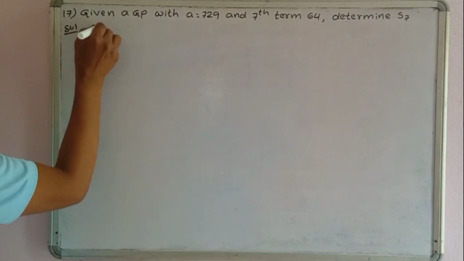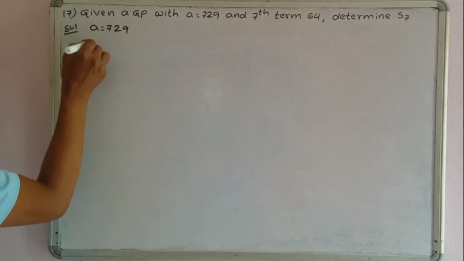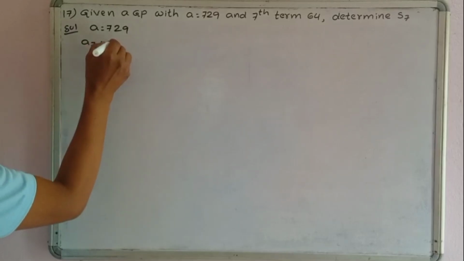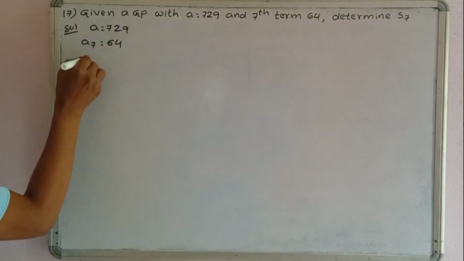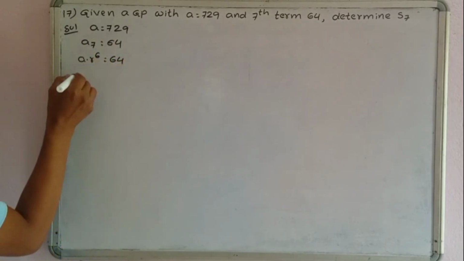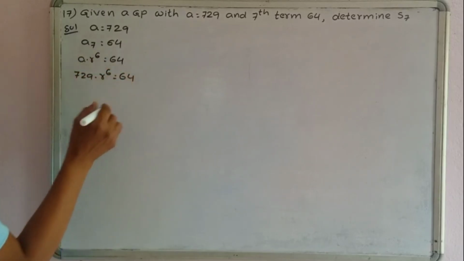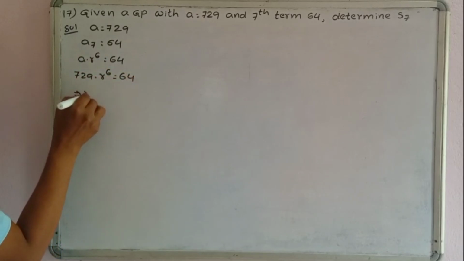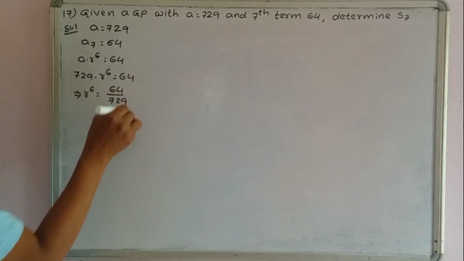Given a equals 729 and a7 is given. What is the value of a7? 64. The a7 formula is a into r power 6 equals 64. So a value is 729, into r power 6 equals 64. So r power 6 equals 64 over 729.